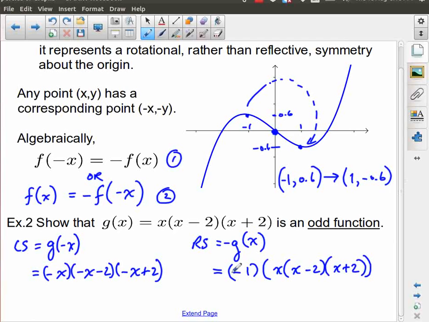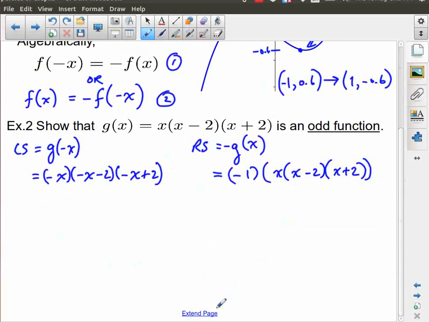Now, you're always going to want to work with one side completely and then go to the other side and try to make it look the same. So we can once again be clever and do some sort of factoring here. I'm trying to get these two things to look like each other. And I can do that same factoring that I did before.